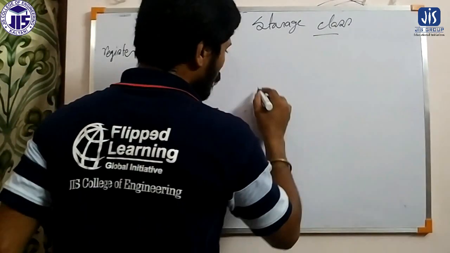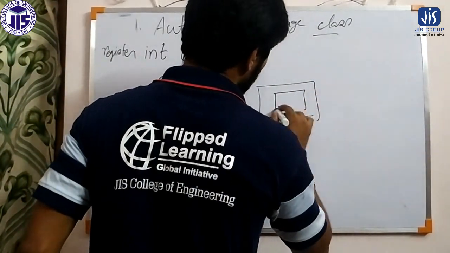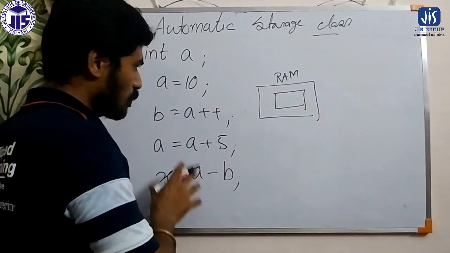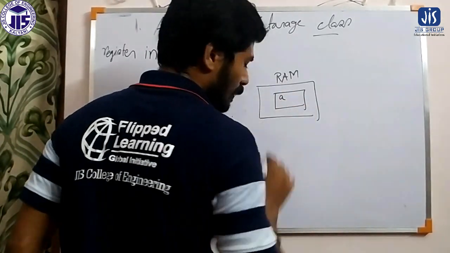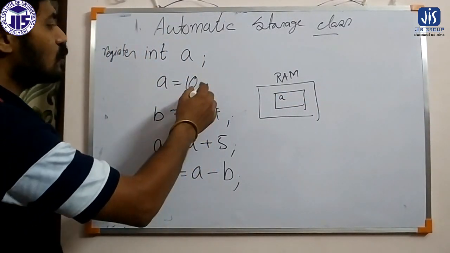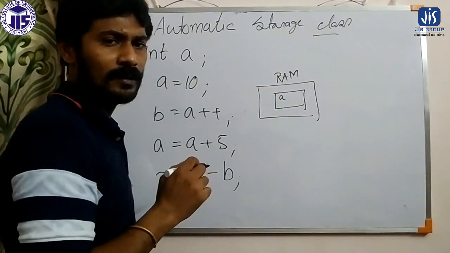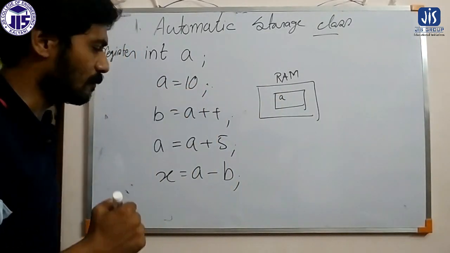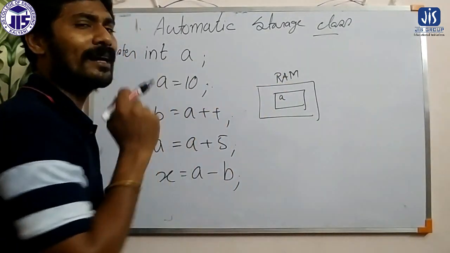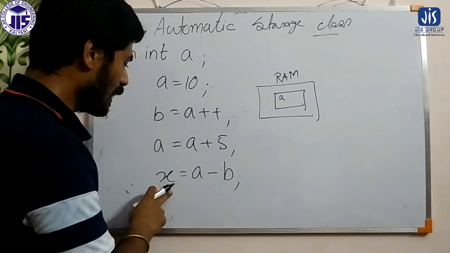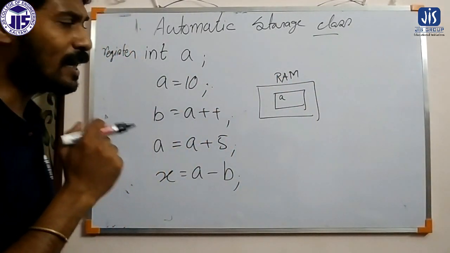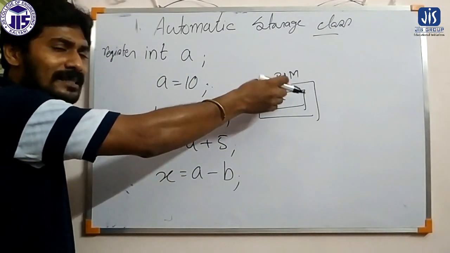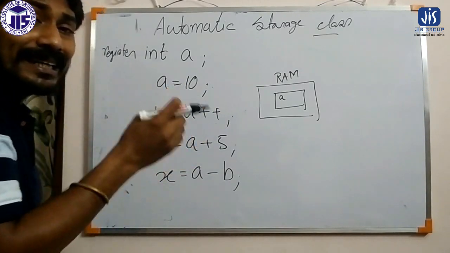So if this is my RAM and this memory is allocated for this particular program where we have the A variable, now due to this operation we have to access this A variable to assign the value into A. Then again B equals A++, so again we have to access the A variable. A equals A plus 5, again we have to access the A variable for read and write operations. Here A minus B, again we have to access the A variable. So here you can see, every time we access the A variable from the RAM.